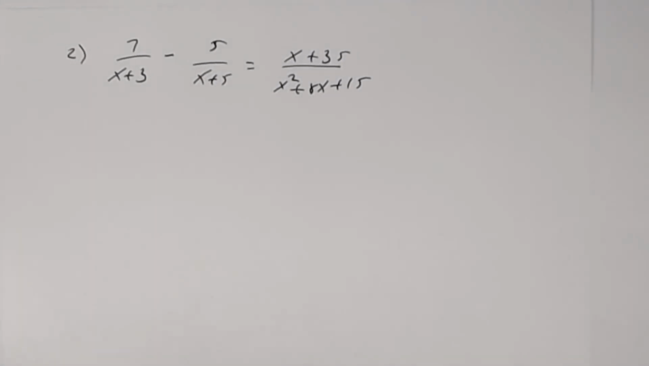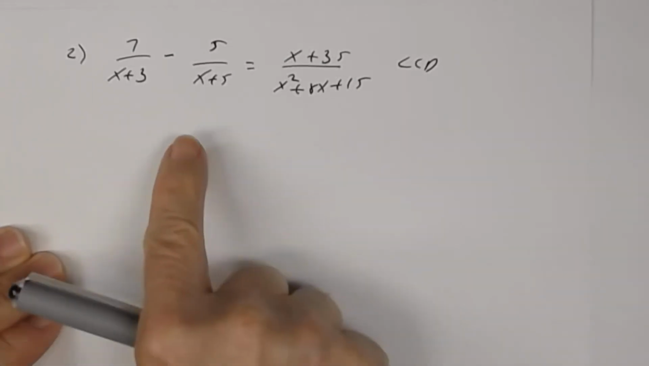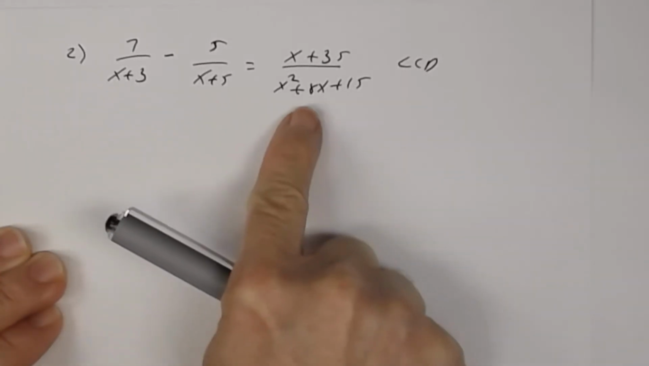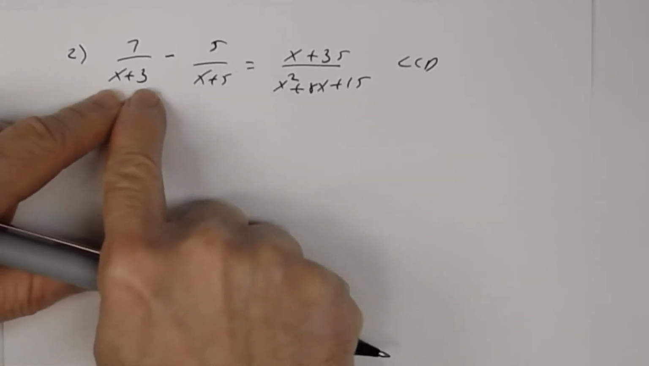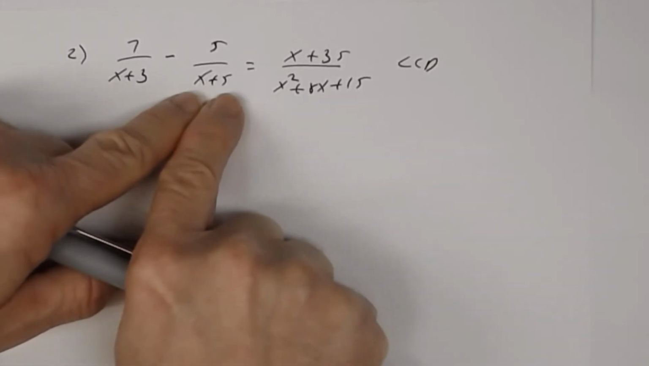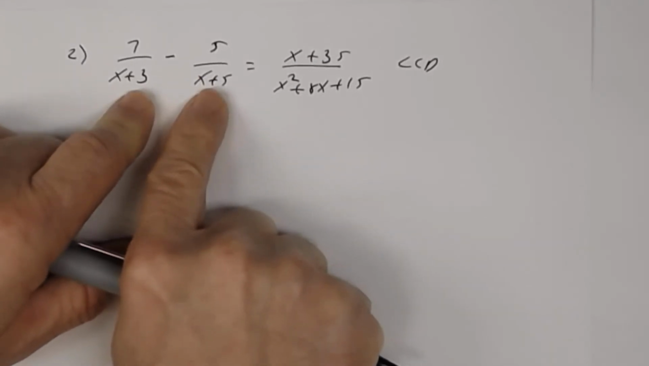All right, now remember, the first thing you have to do before you find your least common denominator is factor all of those denominators. So x plus 3 is a linear factor. There's nothing you can do with that one. x plus 5 is also a linear factor. There's nothing you can do with it. In both cases, the GCF is 1.